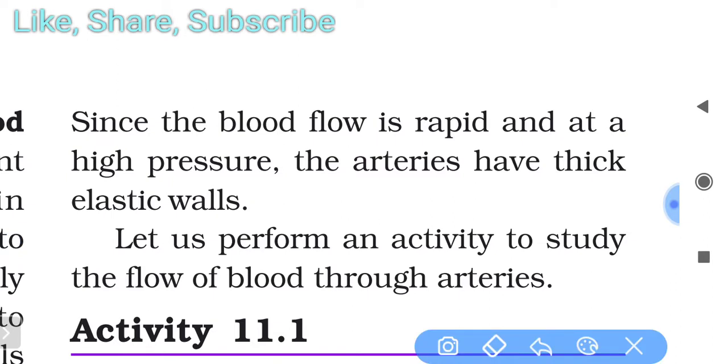Sometimes the question also asks the difference between arteries and veins. So this is also a difference: arteries have thick elastic walls as compared to veins.